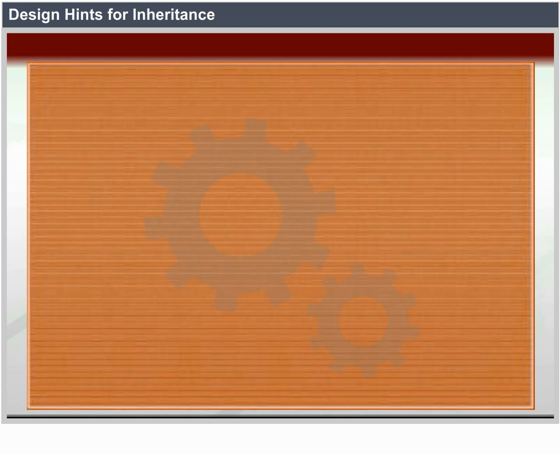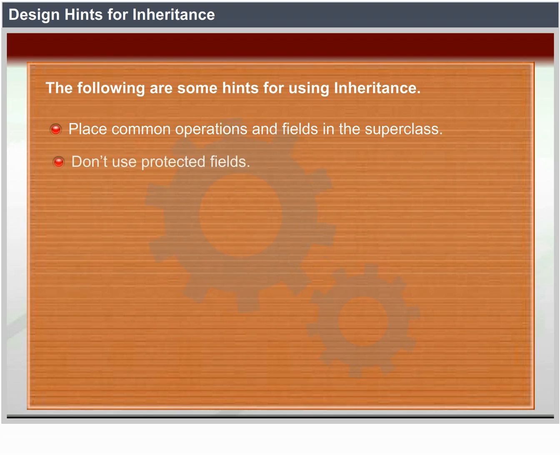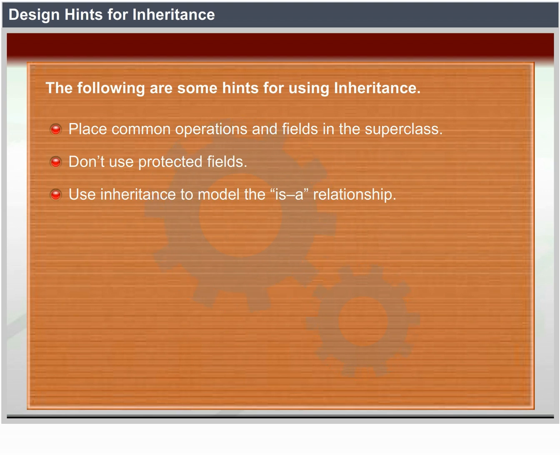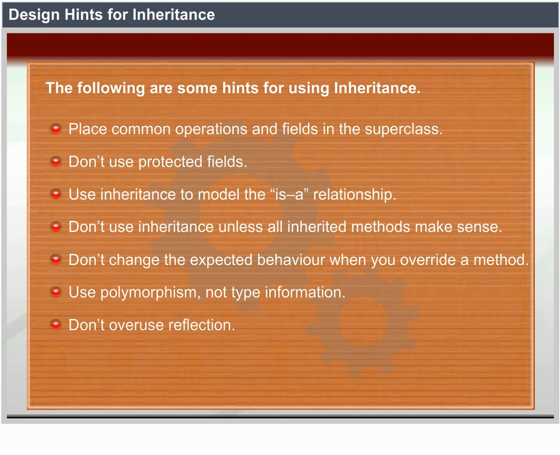Design hints for inheritance. The following are some hints for inheritance. Place common operations and fields in the superclass. Don't use protected fields. Use inheritance to model the is-a relationship. Don't use inheritance unless all inherited methods make sense. Don't change the expected behavior when you override a method. Use polymorphism, not type information. Don't overuse reflection.